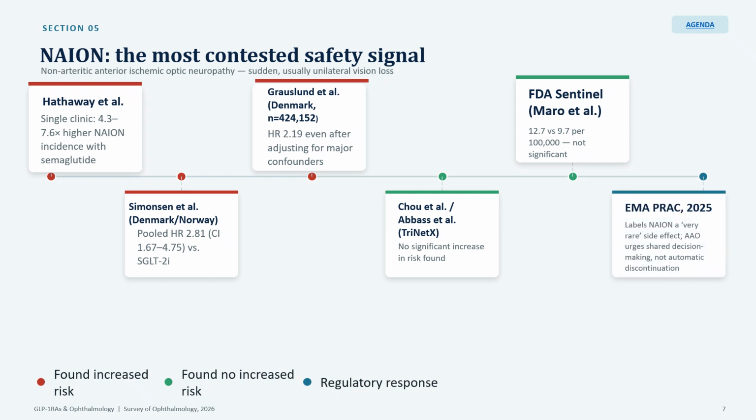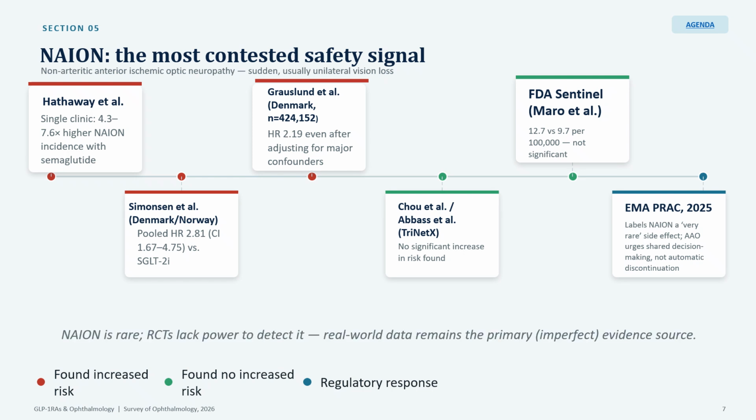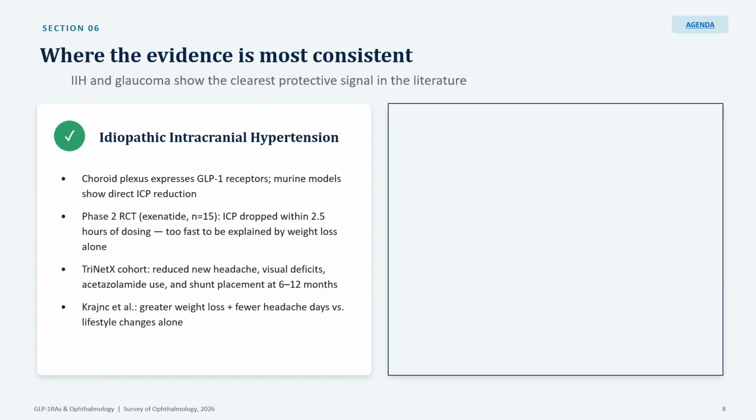So there is another study where it is shown to be a rare side effect. Now, why is this so contradictory? Because NAION is a very rare disease and it's impossible to have RCTs in such a rare disease because the sample size will be very low, and real world data remains the primary, imperfect evidence source.